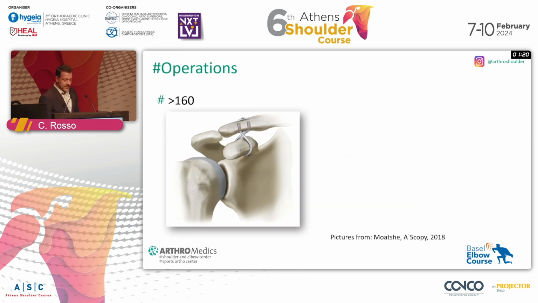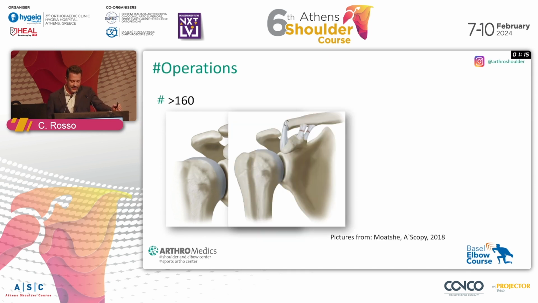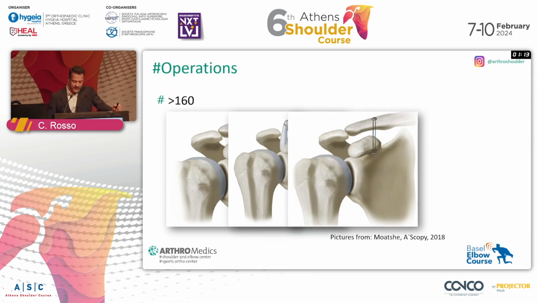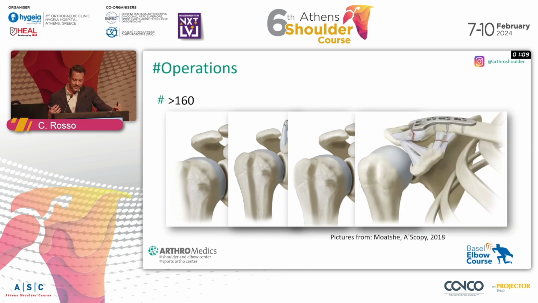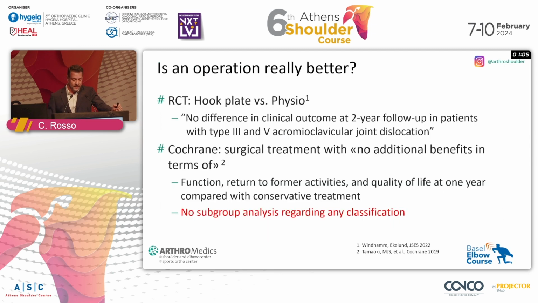So there are over 160 operations. You can put a graft through the clavicle, around the coracoid. Weaver Dunn operation, we can just do single bundle, double bundle. We can use hook plates that we know are not so really good. Okay, so what is now the current evidence?